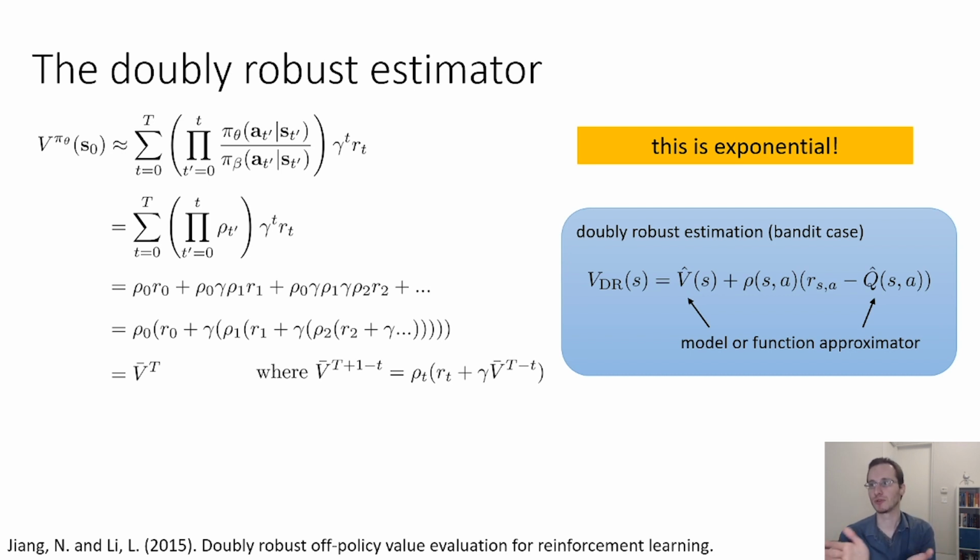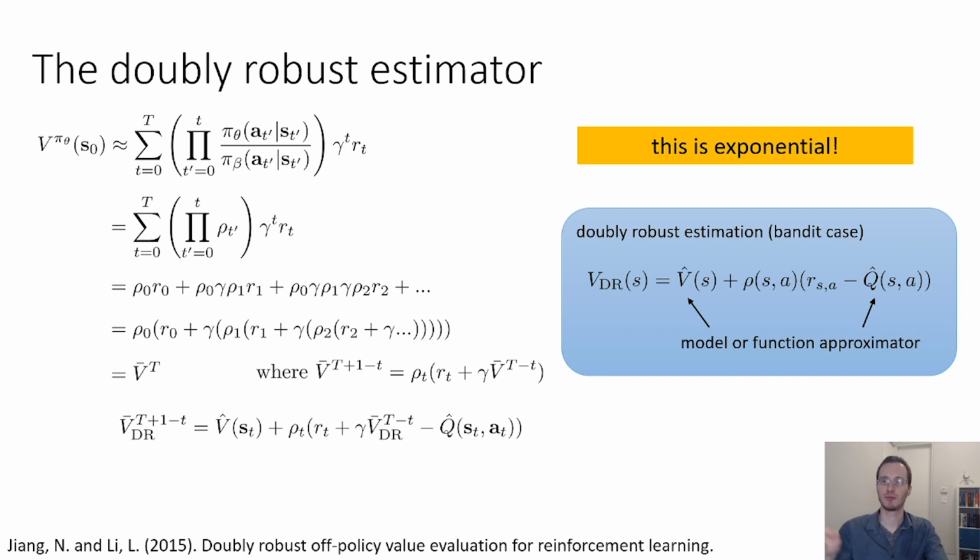You can get a better estimate, the doubly robust estimate, by taking your V hat of s. Now V hat of s might be biased, so then you add your importance sampled estimate, but you subtract off Q hat of s,a to account for the fact that you're adding V hat of s. Those of you that are familiar with control variates will recognize this as essentially the same concept. To apply this idea to the sequential setting, we can apply the doubly robust estimator to V bar. If we have some V hat and Q hat, we can basically change the recursive relation of V bar to introduce V hat and Q hat. This is the result from Zhang and Li that applies the doubly robust estimator to the sequential setting. This doesn't get rid of the exponential problem, but it does, in principle, reduce the variance.